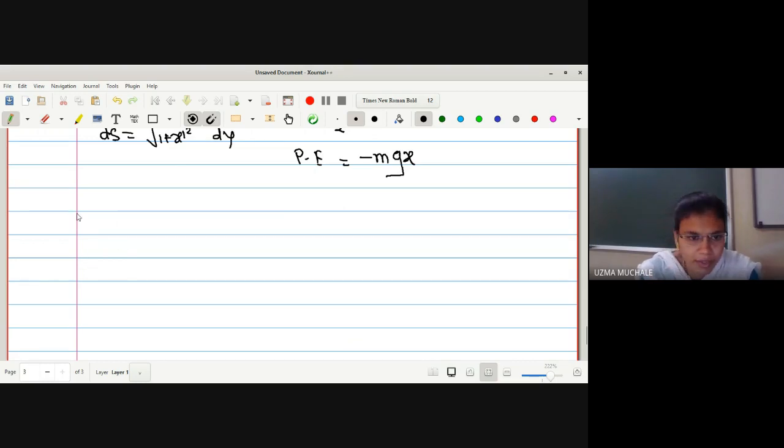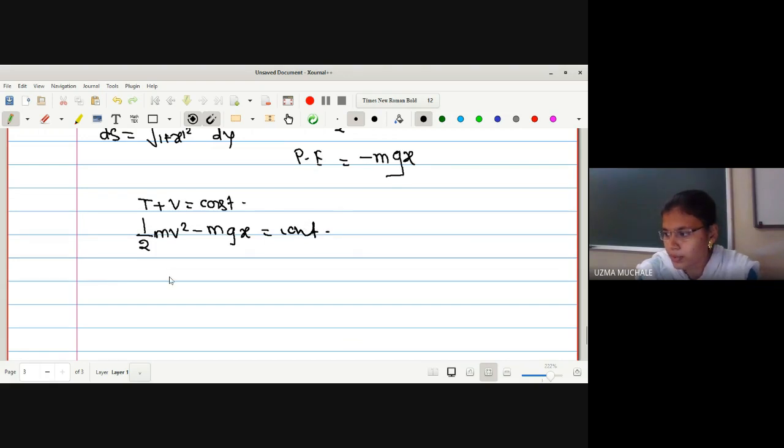Okay, so we can find out the value. As it is a conservative case, we can say kinetic energy plus potential energy is nothing but some constant. So what is the value of T? We have 1 upon 2 mv square. The potential energy we have obtained is minus mgx, equal to some constant term, right? Now, to solve this example easily, this value of constant I can treat to be 0.